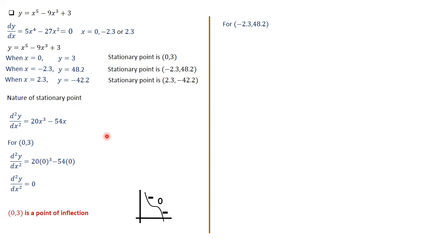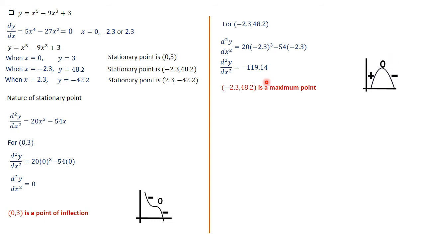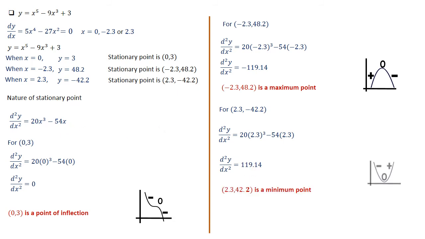We go to the second point, which is negative 2.3, 48.2. Testing that again, we put those values in the second derivative, which was 20x cubed minus 54x. Continuing on, you get the second derivative is negative 119.14. What does that tell us? It's a maximum point. It is of this nature: positive, 0, negative. Those are the gradients. The last point, we have the point 2.3, negative 42.2. Putting those values in the second derivative, again you get positive 119.4. And therefore, that's a minimum point, and it's of that nature there.